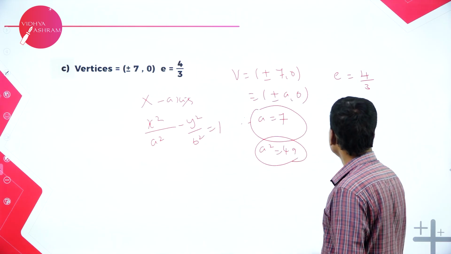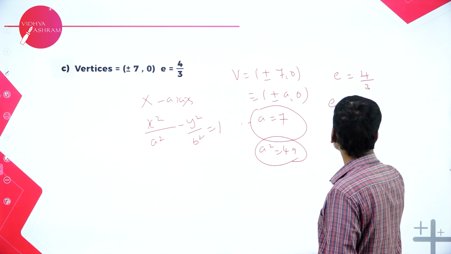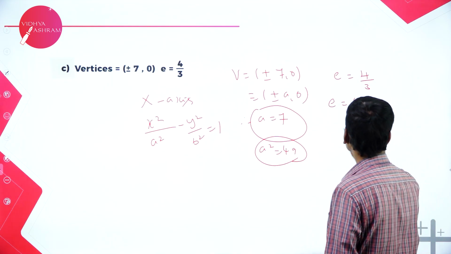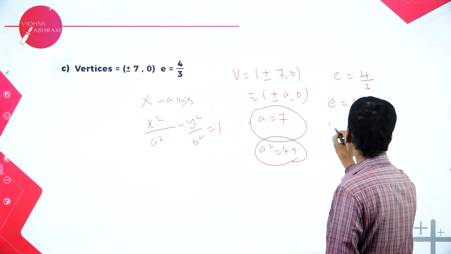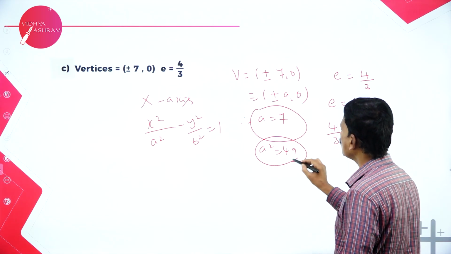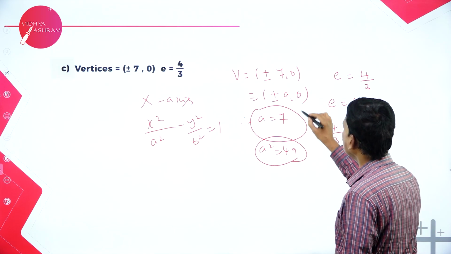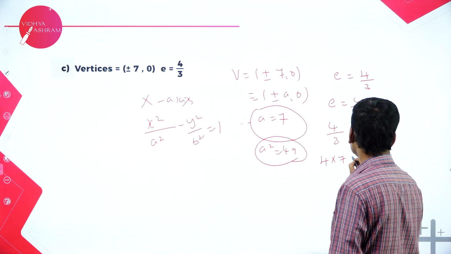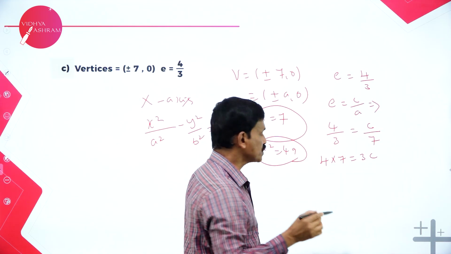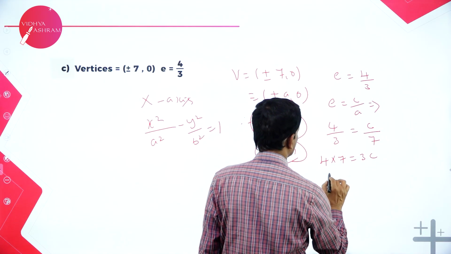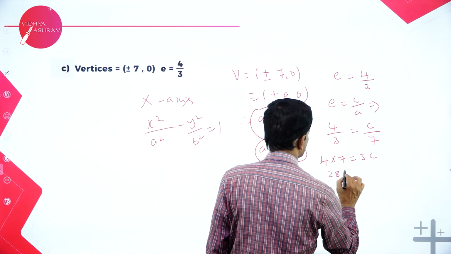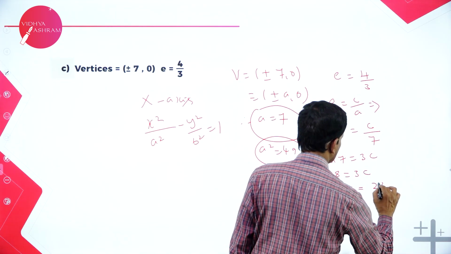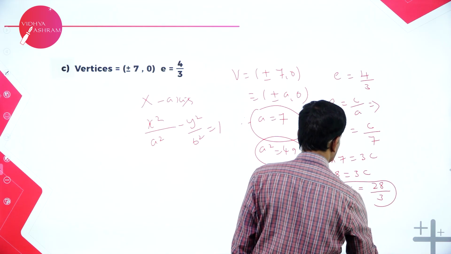Now, what is e? e is equal to c by a. So, that implies 4 by 3 is equal to c, which we don't know, divided by a. What is a? a is equal to 7. Cross multiplied, 4 into 7 is equal to 3c. Therefore, 7 4s are 28, 28 is equal to 3c. Therefore, 28 divided by 3 is the value of c.